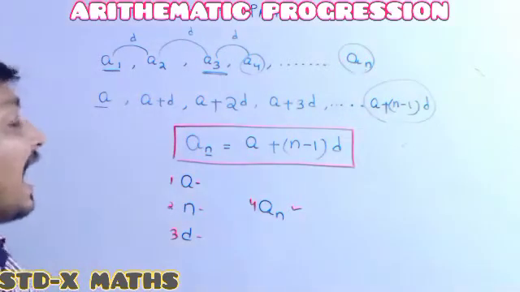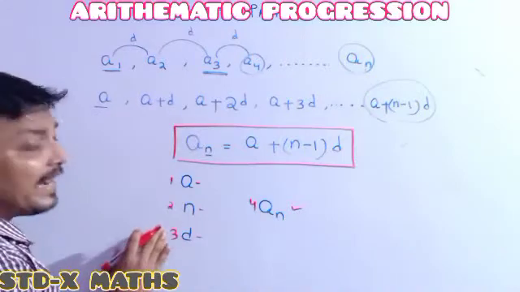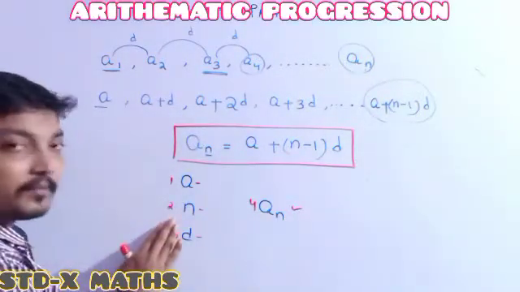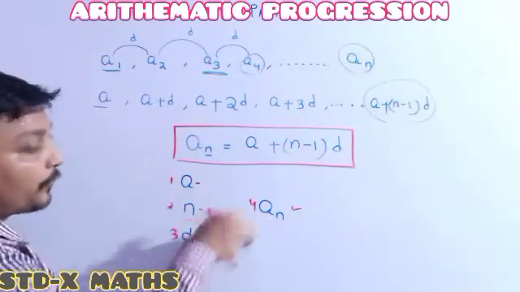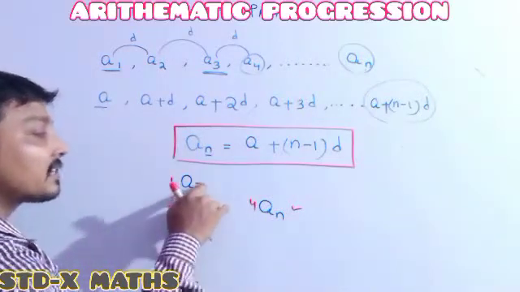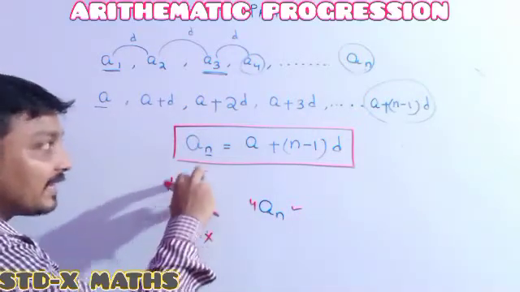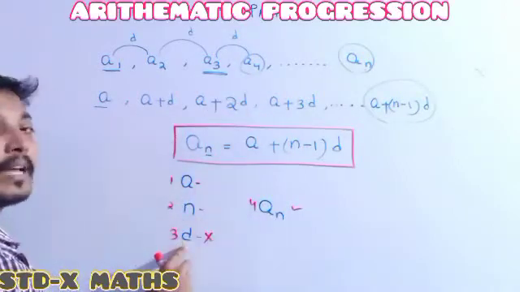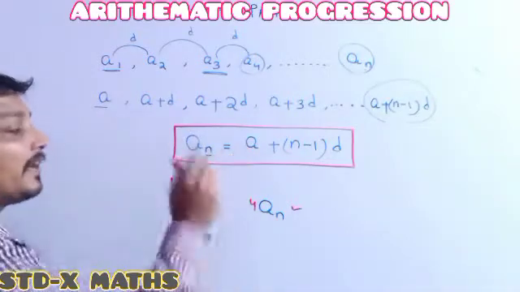Another case: from the left side, suppose one value is not given, say d, and the rest are given. Then you can find this value by putting the given values in this equation. Left side, everything you can obtain by solving the equation.